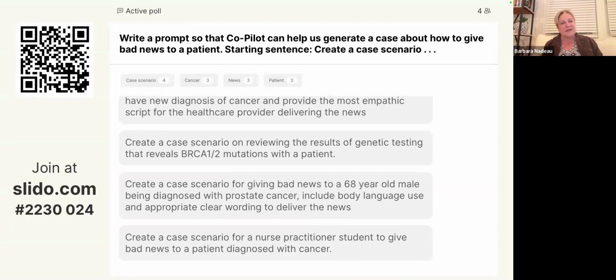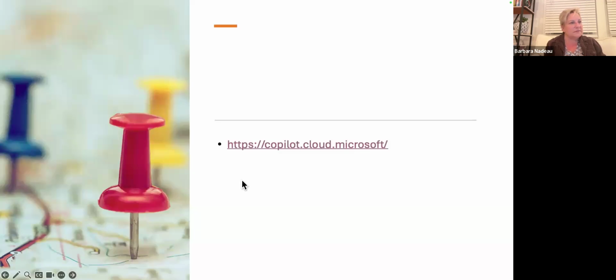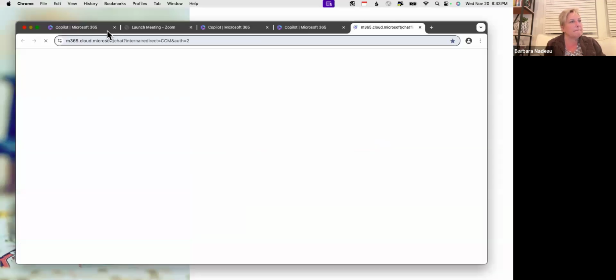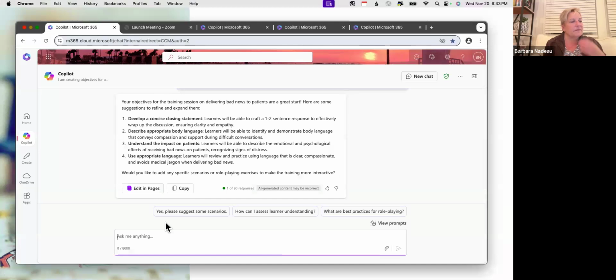And what we're going to do next is create one together. So I'm going to open up my Copilot again, and we can use pieces of these, or we can just create one off the top of our heads. But let's see what we can come up with, and let's see what Copilot gives us. So I'm going to go back to Copilot.